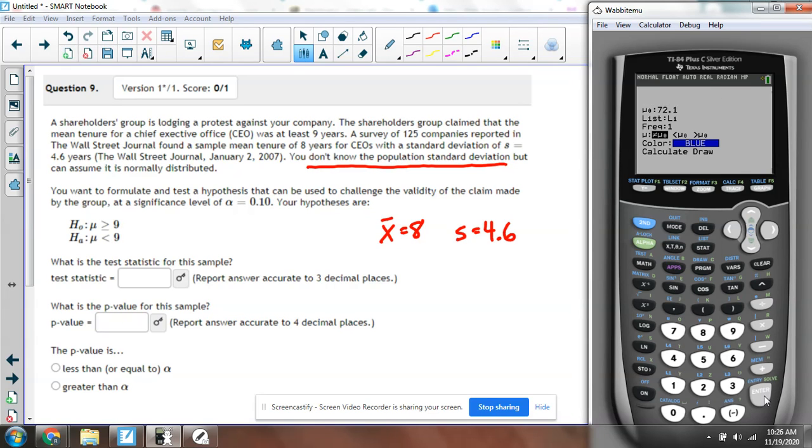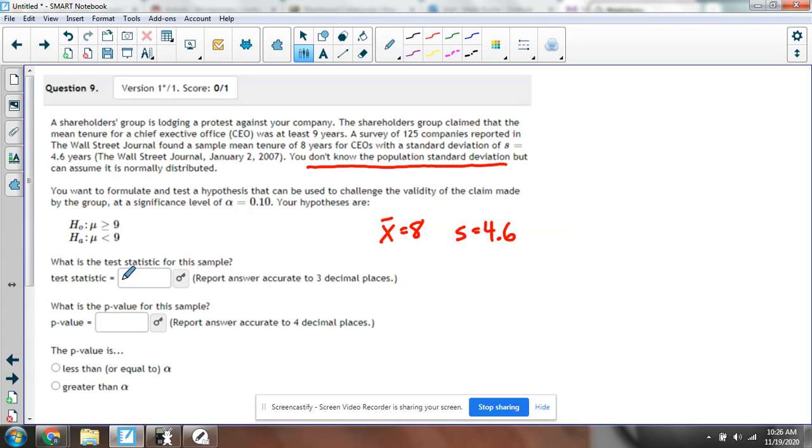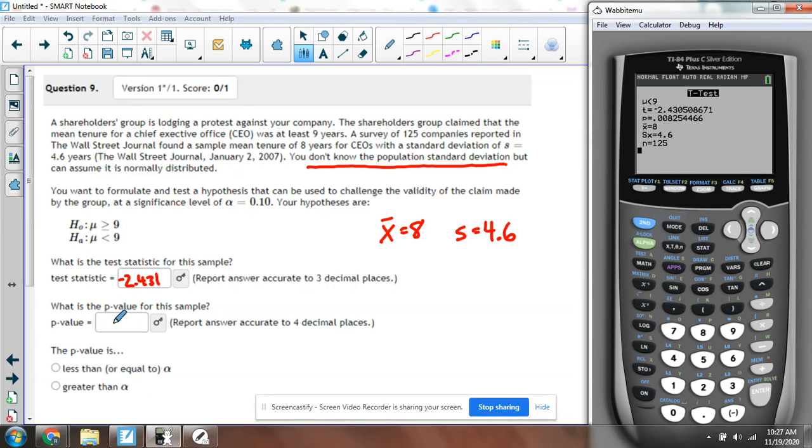T-test using stats. The null is 9. X bar is going to be 8. Standard deviation is 4.6. Size of the sample, 125. Missed that. We're trying to show that it's less than. We calculate. So our test statistic is negative 2.431. P-value is going to be 0.0083.